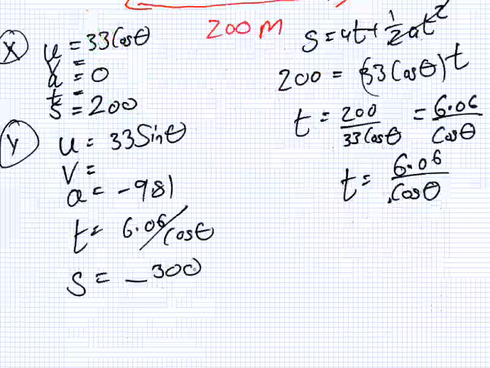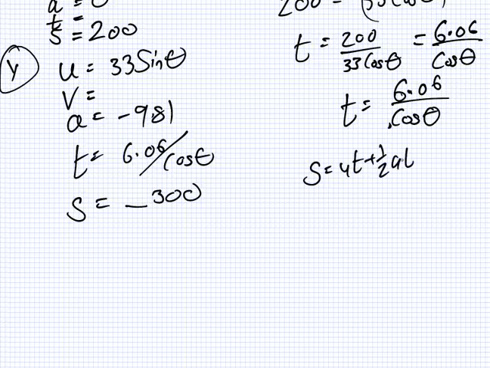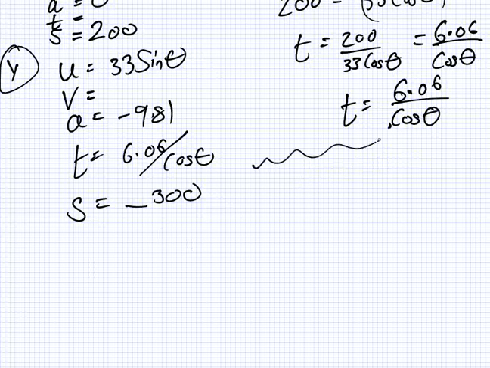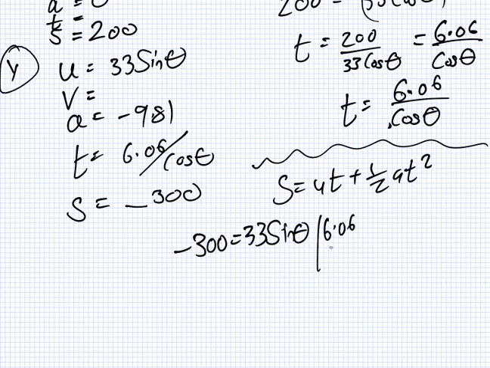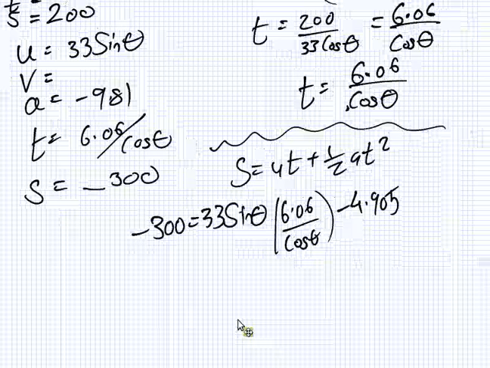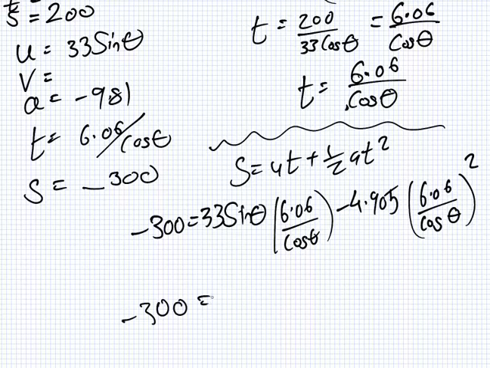Next one. The cannon fires a cannonball at a pirate ship. The cannon is at the top of a 300 meter cliff. It fires at an angle theta. Okay, so let me draw this so far. So this is 300 meters. And then here is my cannon. And we want to hit a pirate ship. And then we put our little flag on top. Beautiful.